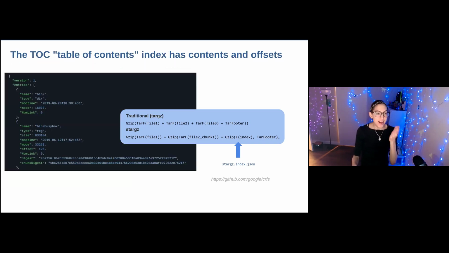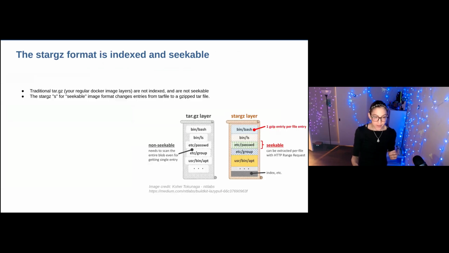Here is what that index looks like. It's called a table of contents, or a TOC. It has the contents, the offsets, and digests. Lots of information. So conceptually, the stargz format is indexed and seekable. That's what makes it different from your traditional targz.